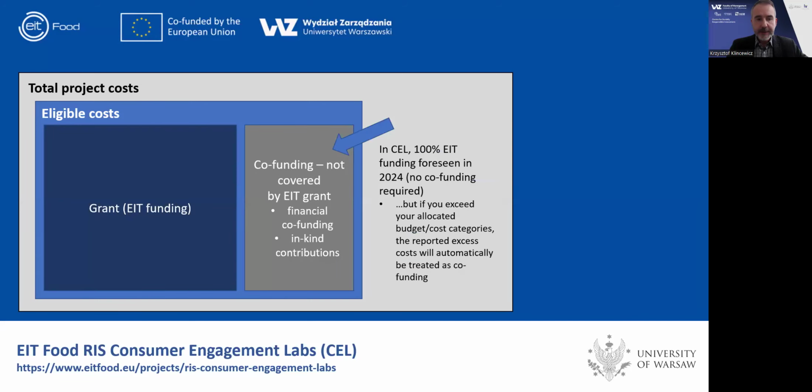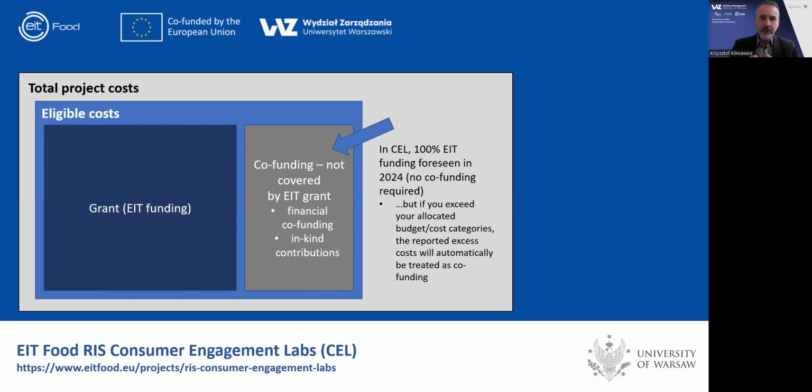And here, as part of the official project budget, normally in Horizon Europe or other grants, you would have the part of the grant and the part of co-funding. And first, very good news for all of you is that in this particular activity, you don't have any co-funding requirement. So basically, 100% of the funding is provided from the EIT grant, as long as you stay within the budget that you've declared.